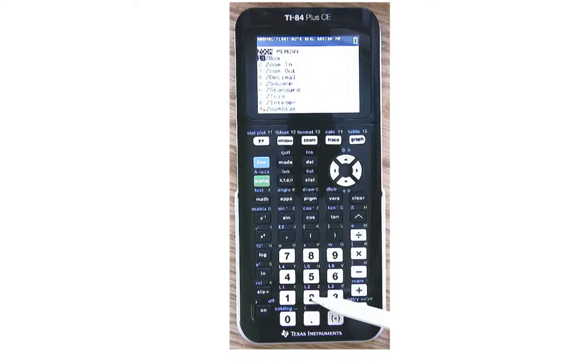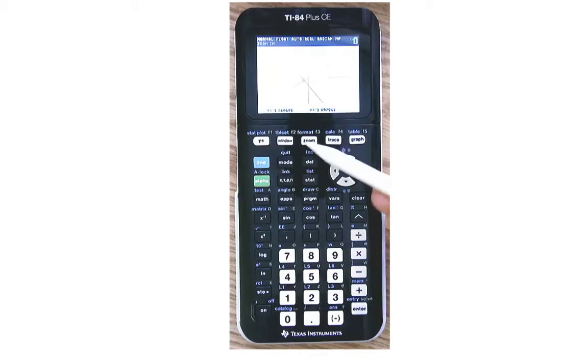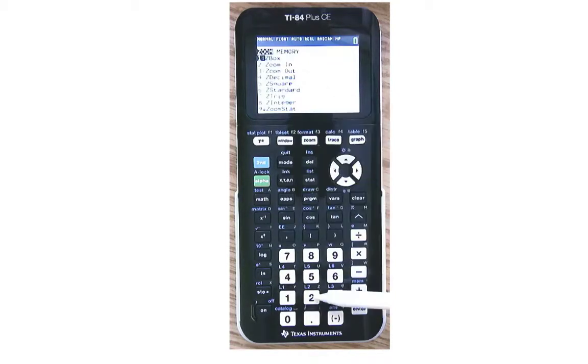And zoom in is probably the easiest. Zoom box is cooler. But if you press zoom and then pick number 2, the zoom in, every time you press enter, it's going to zoom in centered where your cursor is. So I'm going to hit enter. It'll draw the line once here, second line. And if I zoom in maybe one more time, I'm going to make it a little closer to the middle, or closer to the intersection.